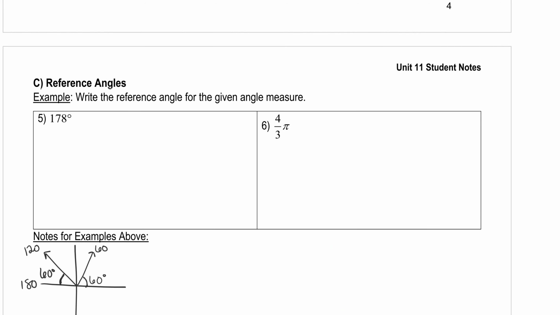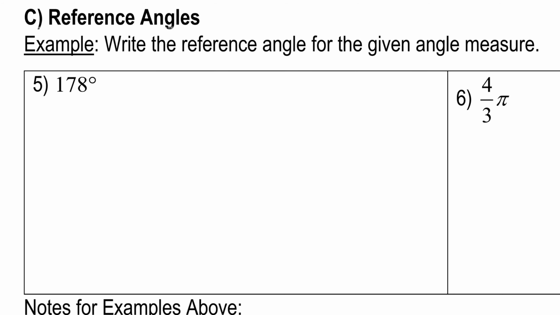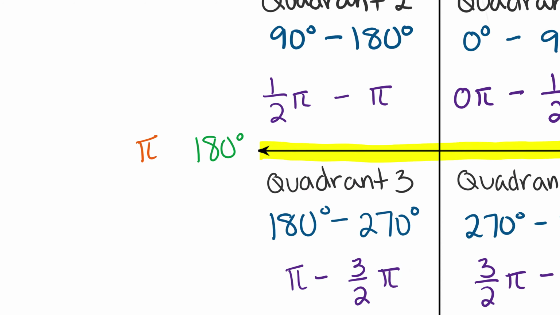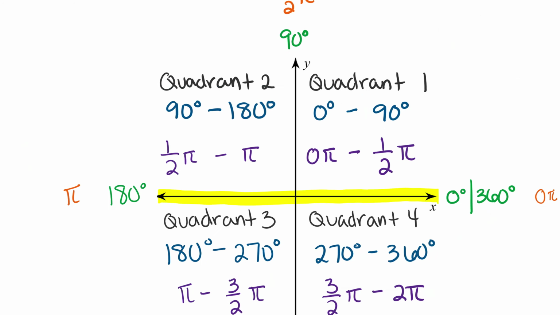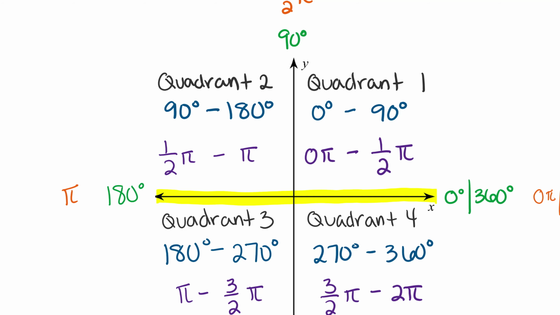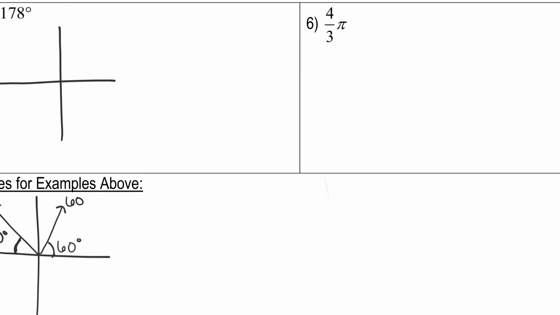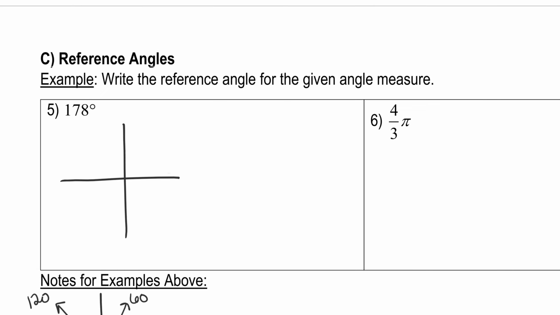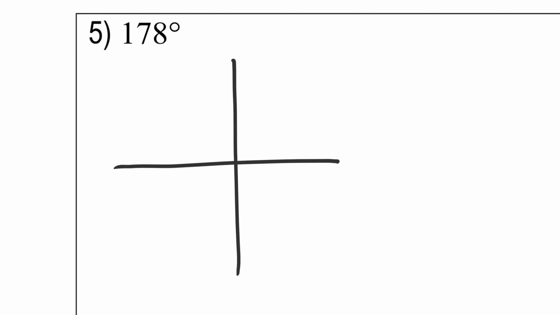Okay, number 5 is 178 degrees. Well, for me, I feel like drawing a picture helps, because if you can see it, it might be easier. So 178 degrees, let's go back down here. Well, I have to scroll down, y'all have it on the paper. 178 is in between which range? Well, it's in between 90 and 180, right? So it's in quadrant 2. So if I were to draw this, 178 degrees, I know it's in between 90 and 180, because of 178.